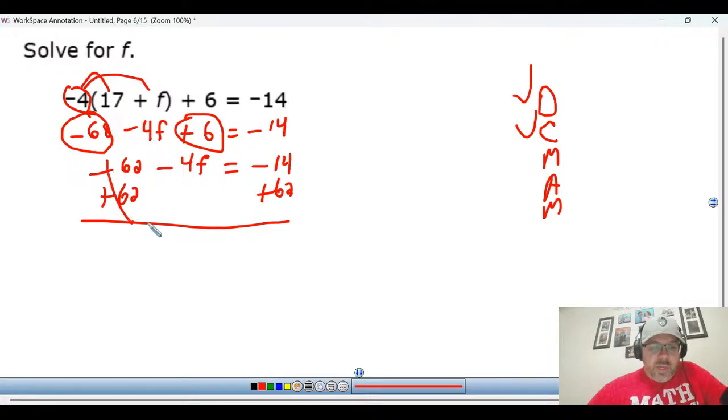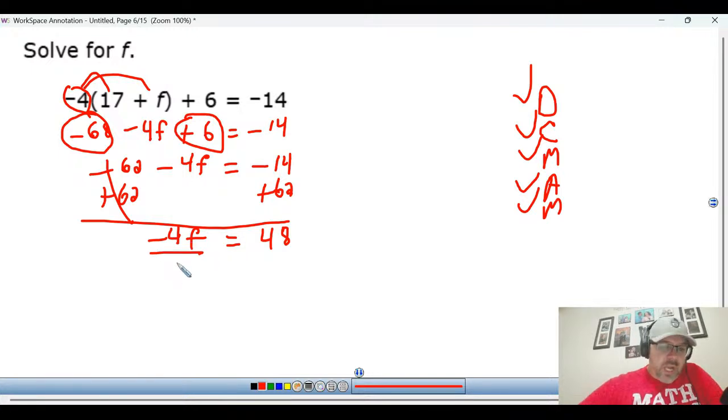This goes away. We got negative 4f. And over here, we're going to have 48. Then, so we move the variable. We added or subtracted. Now we're going to multiply or divide. So this is multiplied by a negative 4.